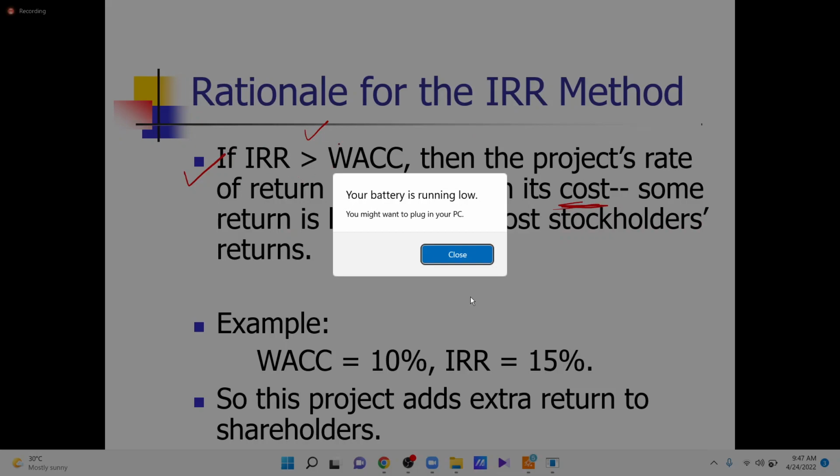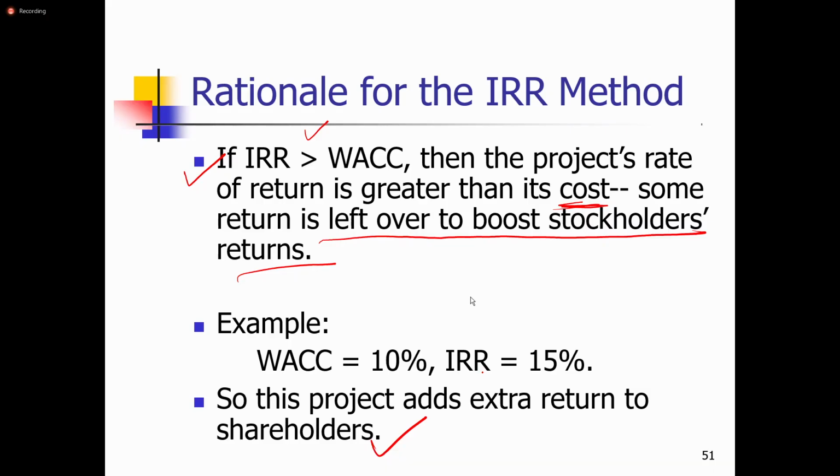When IRR is greater than the cost of capital, we accept the project. Why? Return is greater than its cost. Some return is left over to boost shareholders' return. So there is some cash flow, some return to maximize the value, to create wealth, to get some growth of the company. That's why we accept the project when IRR is greater than its cost of capital. Normally, when the IRR is less than the cost of capital, in a conventional type project, NPV is negative.